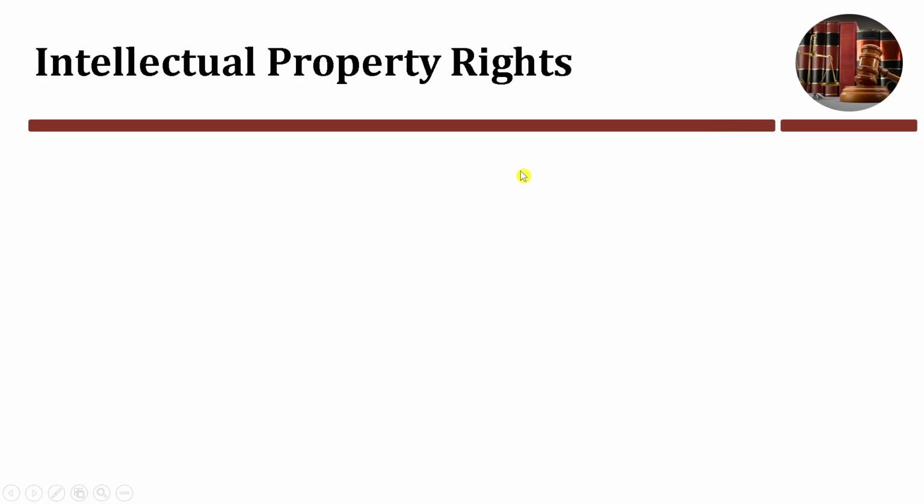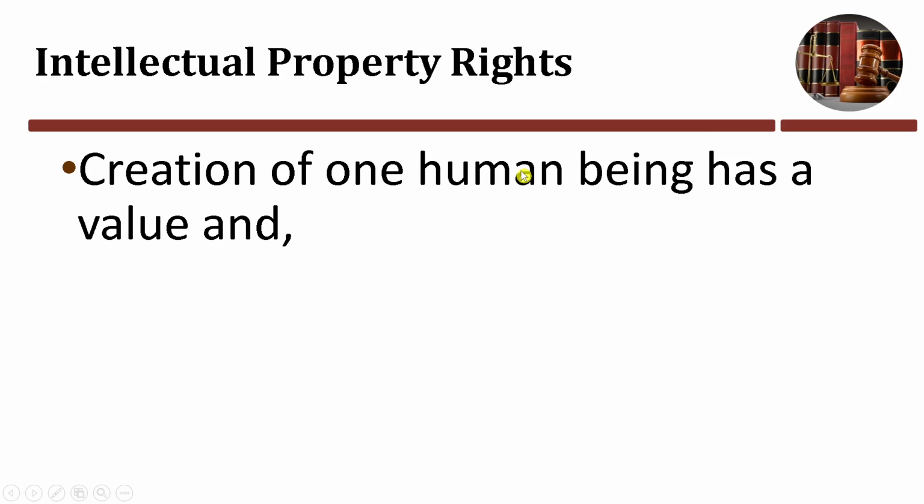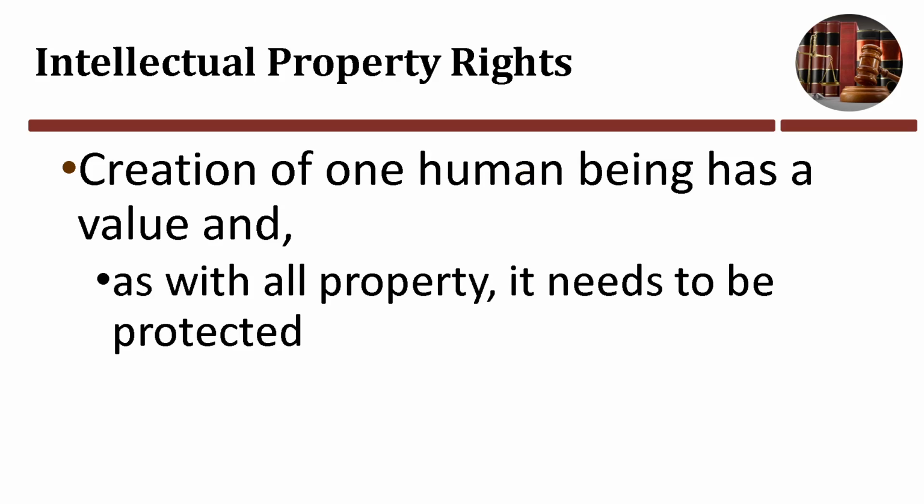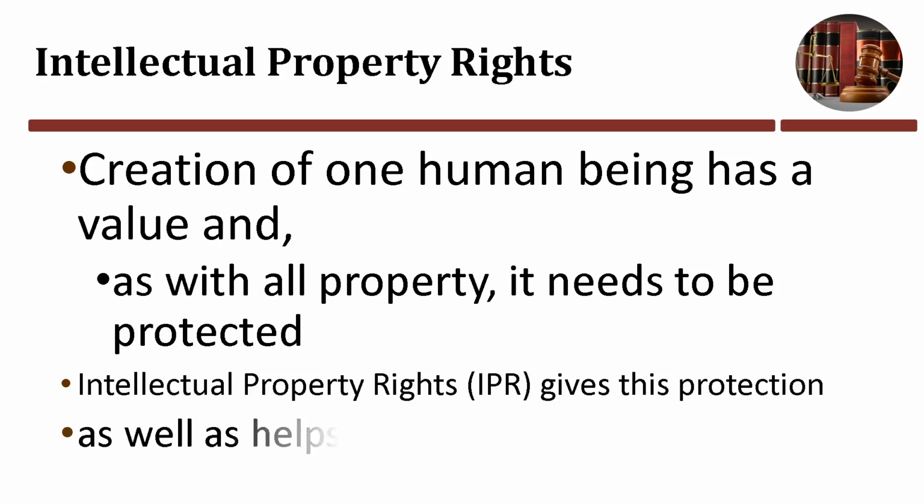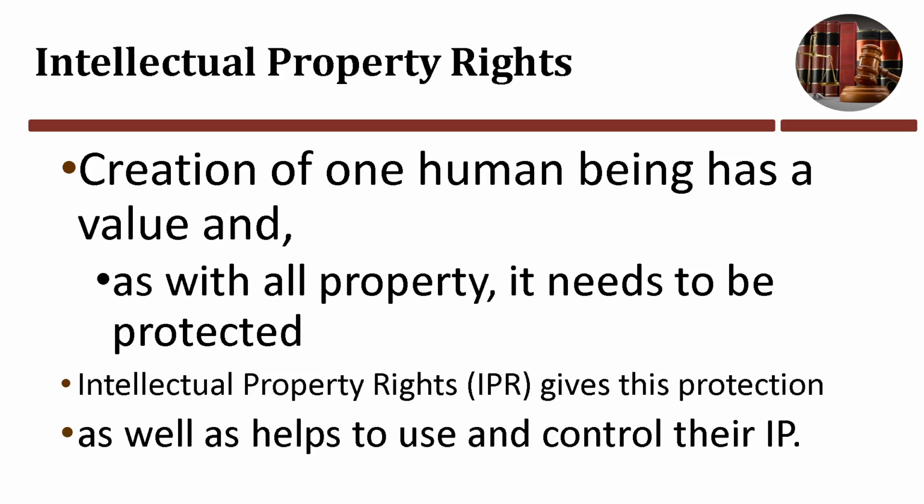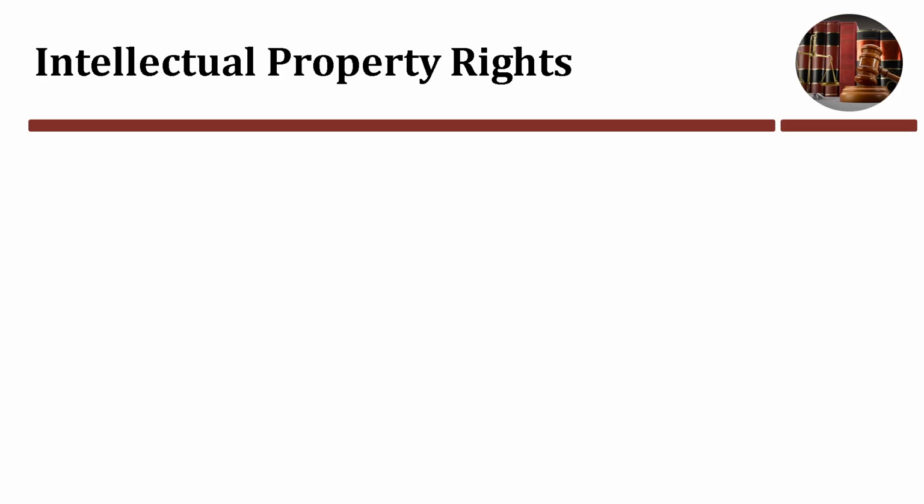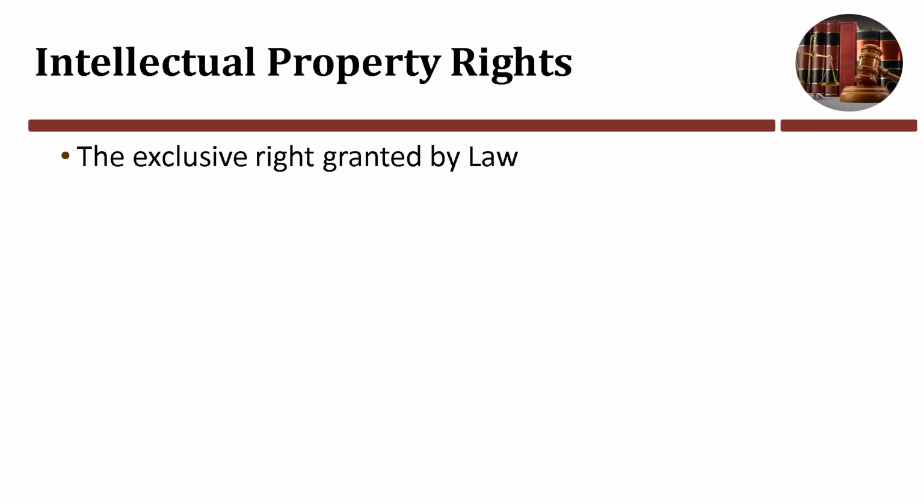Intellectual property rights. So, what exactly are intellectual property rights? As with every other property, the creation of one human being has a value, and as with all property, it needs to be protected. Hence, in order to protect intellectual property, that is somebody's creation or somebody's inventiveness, the intellectual property rights came into existence, and they give protection to that particular intellectual property. As well as, intellectual property rights help to use this property and control its use. Means what? Means protection of that property from others, and control of its use.